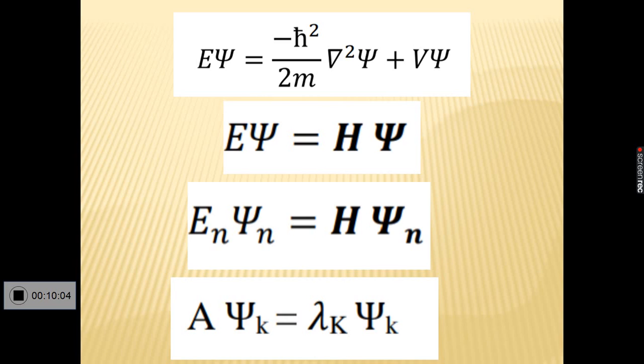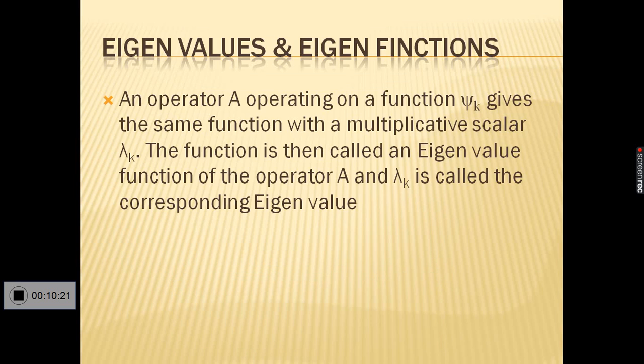The index k represents the order of the state. So an operator operating on the wave function gives the same wave function multiplied by a scalar quantity. Then this wave function is known as an eigenfunction, and the scalar quantity is known as the corresponding eigenvalue. That is the definition of eigenvalue and eigenfunction.